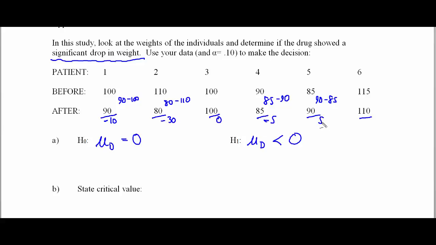So we're going to denote a positive number for gaining weight and a negative number for losing weight. So we want to have all of these numbers, 110, not 100, negative if possible. And we see that out of this group of 6 people, 4 out of the 6 people did drop weight, and we have those as negatives.